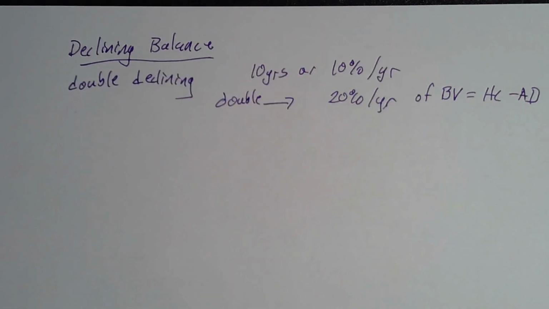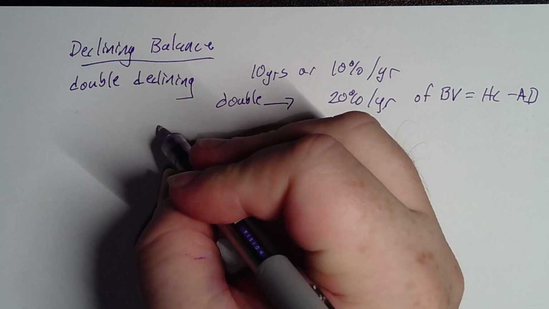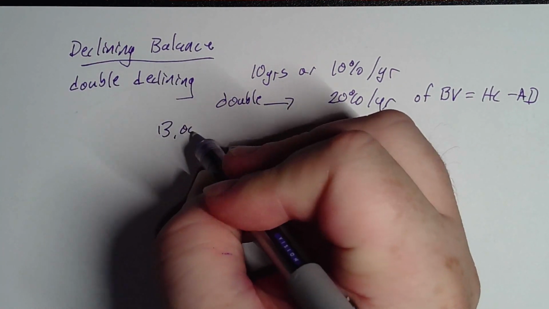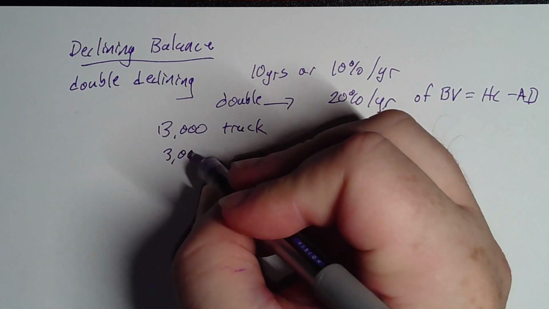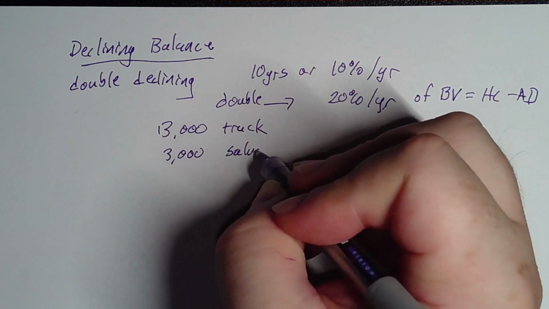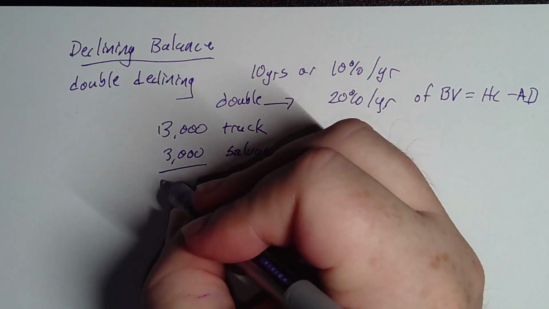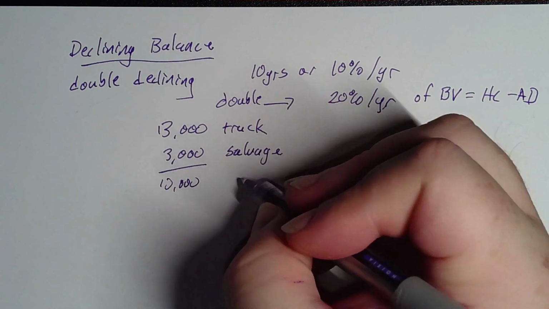So if we're running our same thing again, our truck is 13,000. Salvage is 3,000. The depreciable value is 10,000.